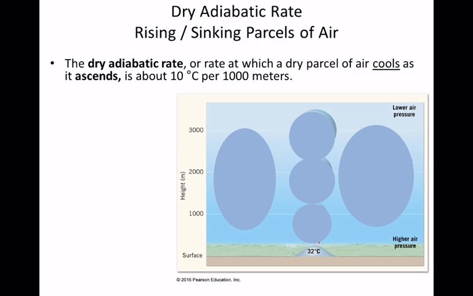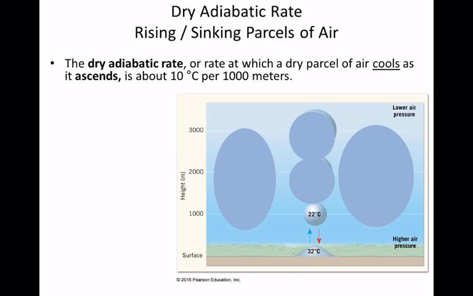Okay. So here's our chunk of air. It's not at 0, but it's at 32. See the parcel? I like the figures in this textbook. There's your parcel of interest. It's going to go up and get bigger. How much is it going to cool? Well, if that hash mark is 1 kilometer, it's going to cool 10 degrees. So this is your dry adiabatic rate.